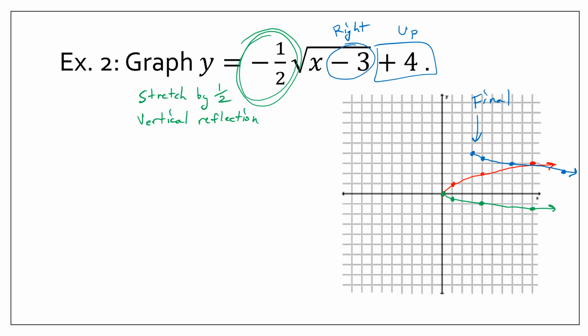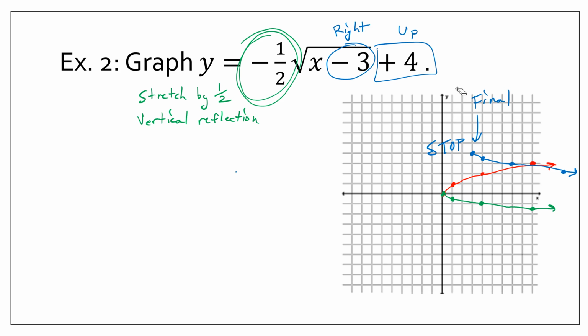Now remember, this point over here, don't just draw an arrow. It's not an arrow. It is a full stop because we're not allowed to have negatives under the square root. If you try to plug in, for example, an x of 1, so here's where an x of 1 would be. Let's try to plug it into the function. Negative 1/2 square root 1 minus 3 plus 4. Hey, what's 1 minus 3? Negative 2. Hey, can you take the square root of negative 2? No, you can't. So there is nothing over there. It is a full stop.